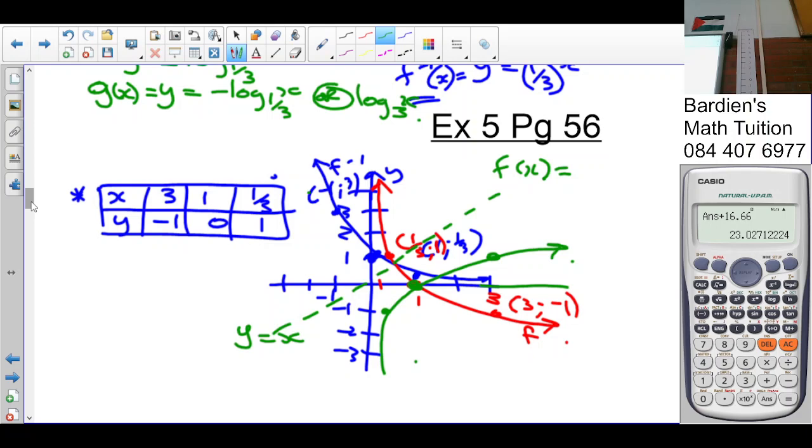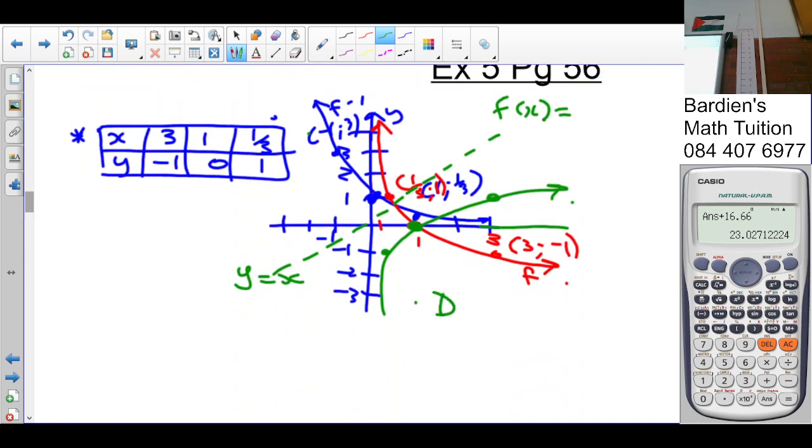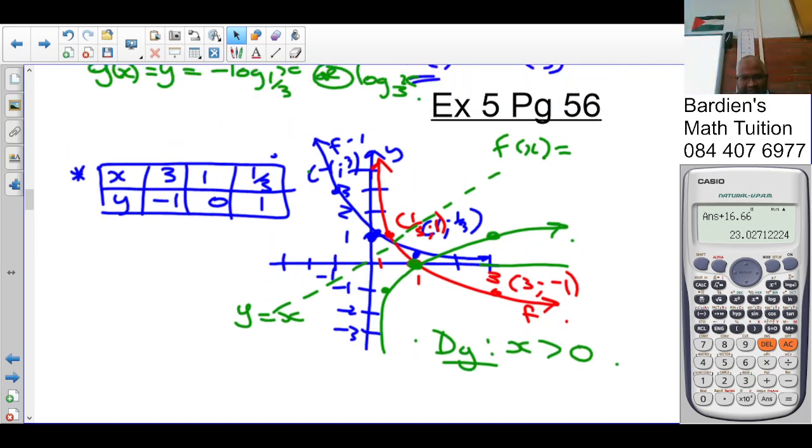So what's the question? They wanted the domain of this graph. So what is the domain of g? X is greater than 0. It's easy. We don't have to remember if the x is reflected. It's easy to draw. Just draw the thing. And I'm sure you can read the domain and the range from the graph itself. You see how easy this is? I'm upset the math is so easy. Alright, so that's that.